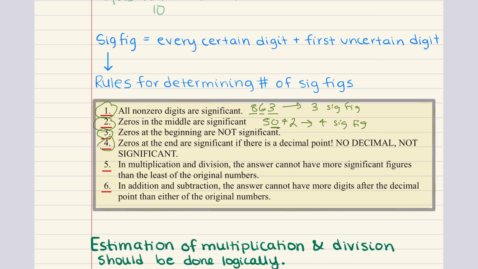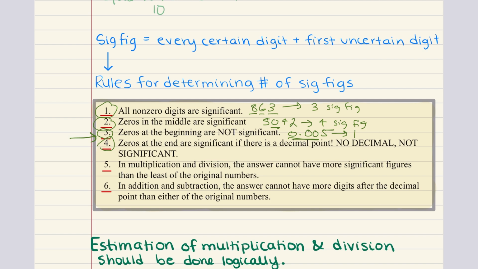So let's elaborate on these two. Rule number 3 deals with leading zeros, so zeros that come before a number. For example, 0.005. Here, these leading zeros are not significant because they're just placeholders. So this number only has one significant figure.